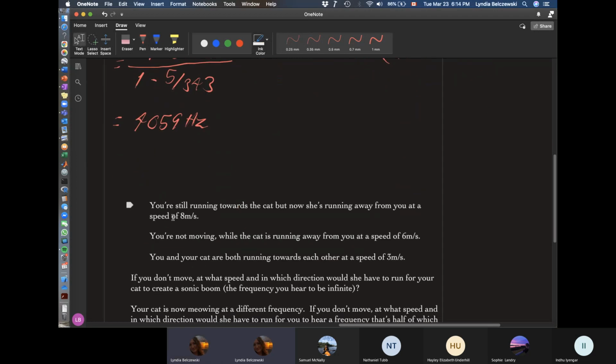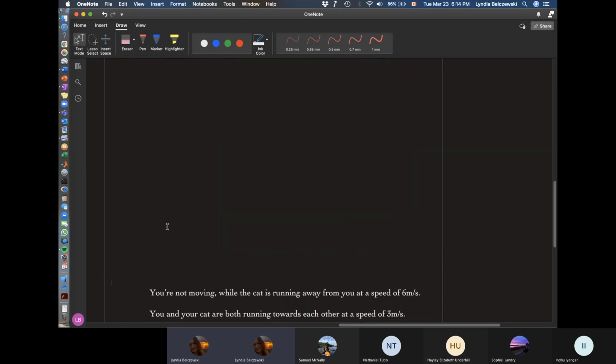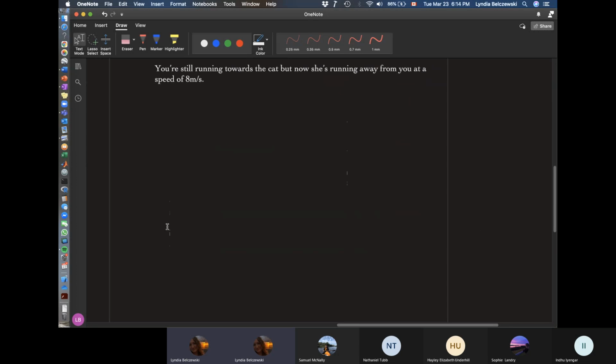Okay, now let's make this a little bit more complicated. This time you're still running towards the cat, but now the cat is running away from you as well. So as a picture, here you are. I don't know how to draw running stick figures, so it kind of looks like a spider. You're running towards the cat at 5 meters per second, but the cat is running away from you at 8 meters per second.